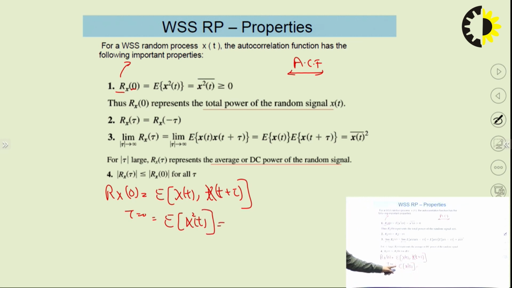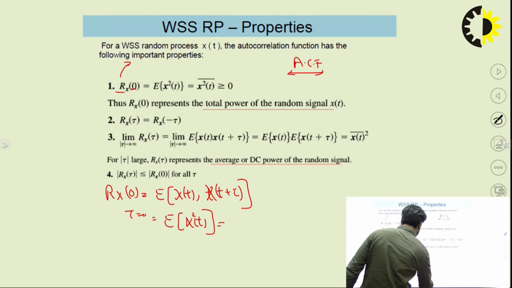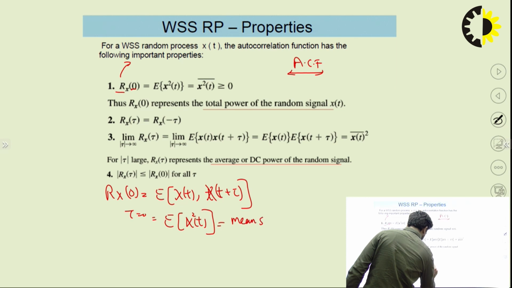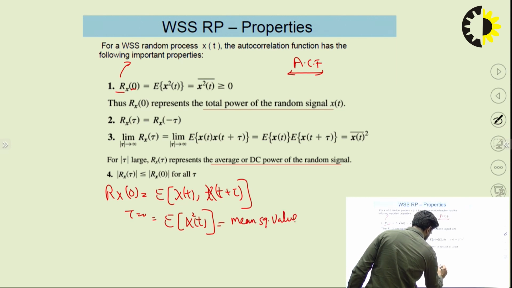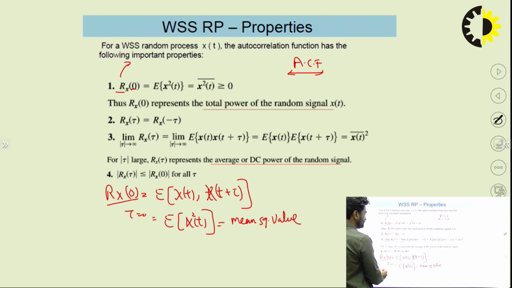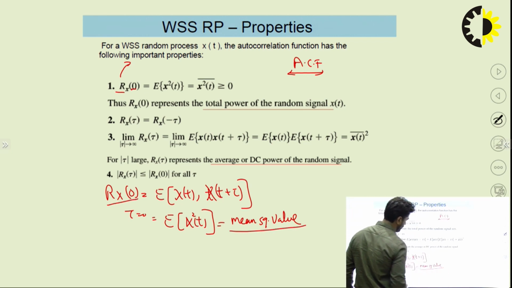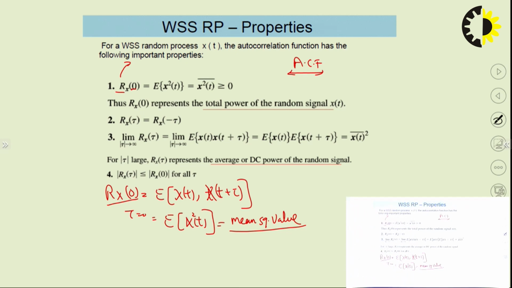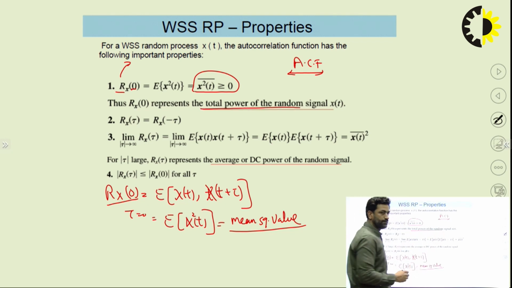Now, do you know what this is? It's the mean square value. When tau is 0, when the time difference we are taking is 0, it becomes X(t) times X(t), which gives X^2(t), and that is your mean square value. The autocorrelation function at tau equal to 0 gives the maximum value, known as the mean square value, and it's always greater than or equal to 0. It represents the total power of the random signal.